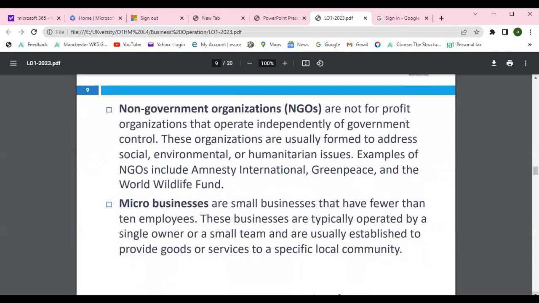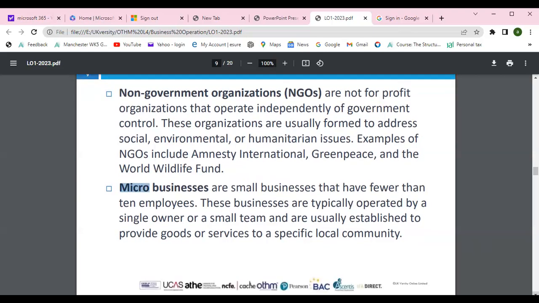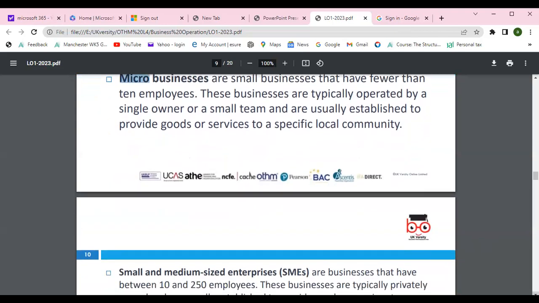Micro businesses are small, with fewer than 10 employees. These businesses typically operate with a single owner or small team. We use the word micro. Micro in economics or in computing means small, M-I-C-R-O. M-A-C-R-O means big. Micro means small, like we say microchip, microcomputer. Any business which has fewer than 10 employees comes under the cluster of small business.